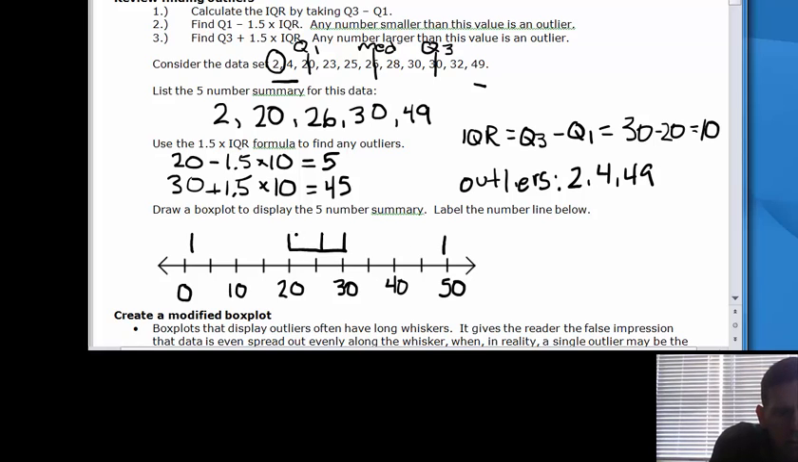We'll draw our box right here. That supports our Q1 and Q3 with the median in the middle. And then we have these whiskers that go out to our maximum and our minimum. That's your box plot.